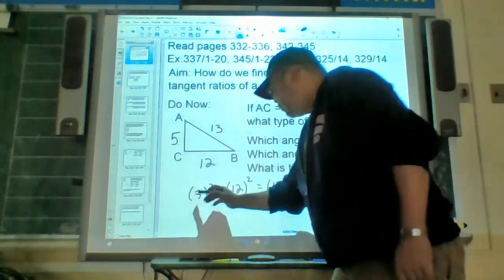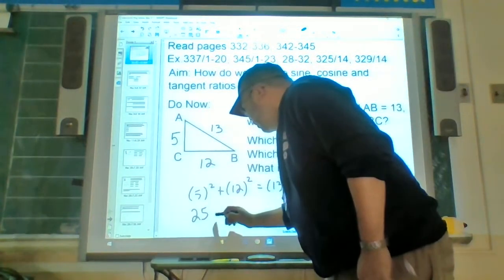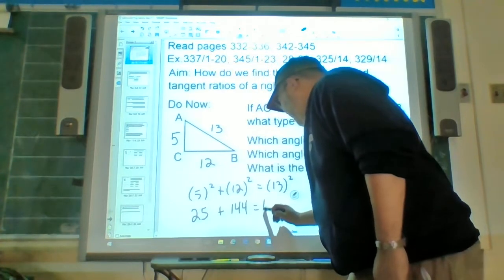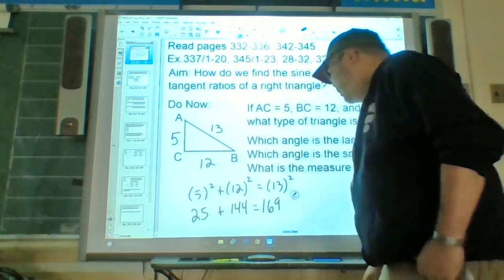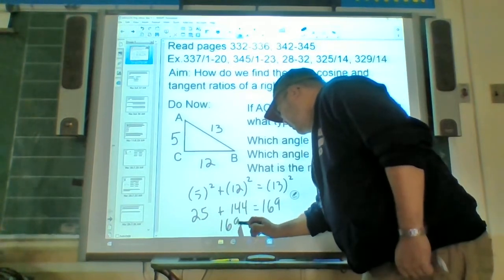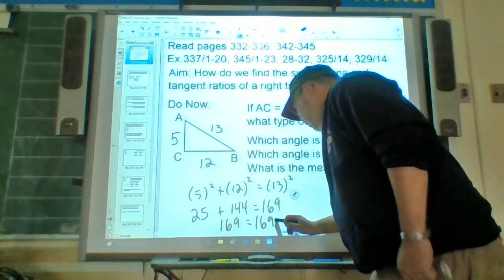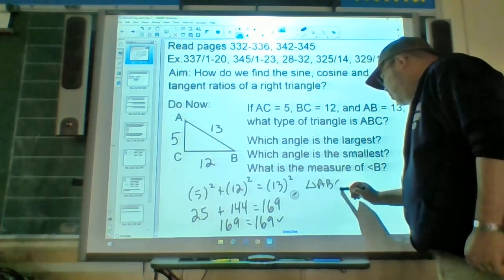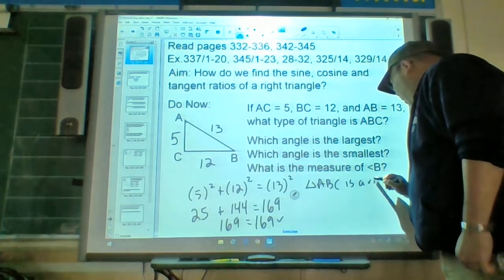We calculate 5 squared to be 25, 12 squared to be 144, and 13 squared to be 169. If we add 25 and 144 together, you get 169 equals 169. This works out. Therefore, triangle ABC is a right triangle.